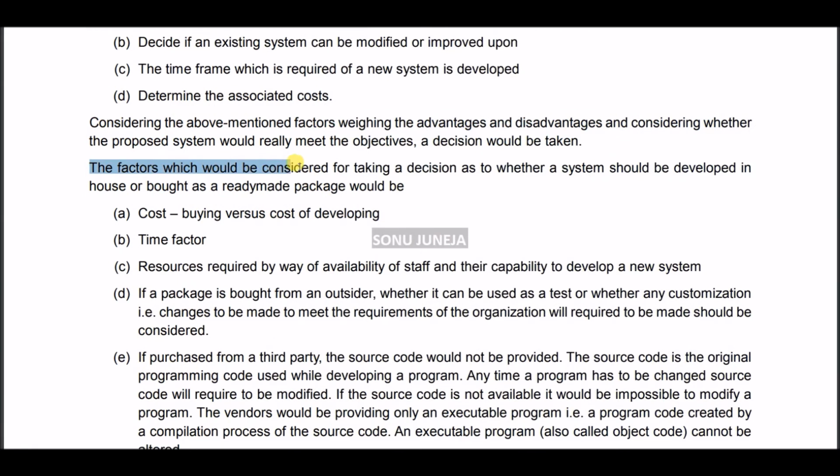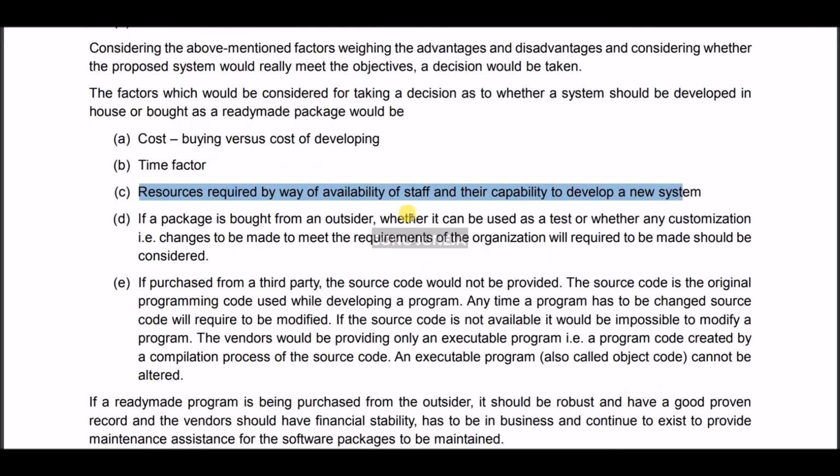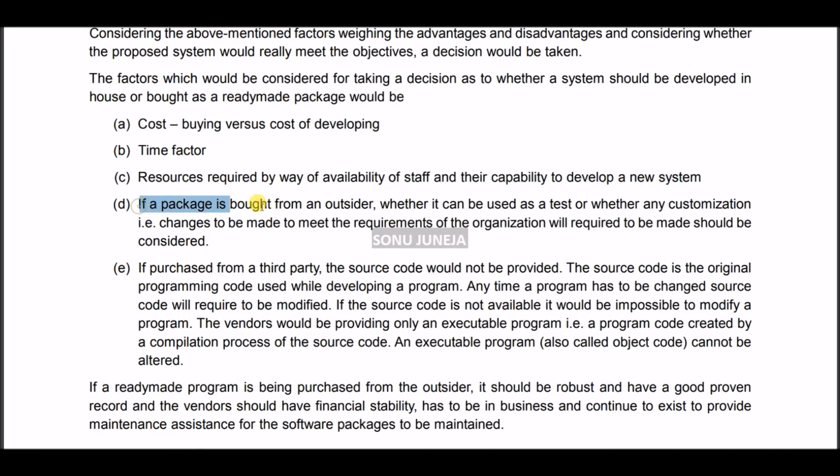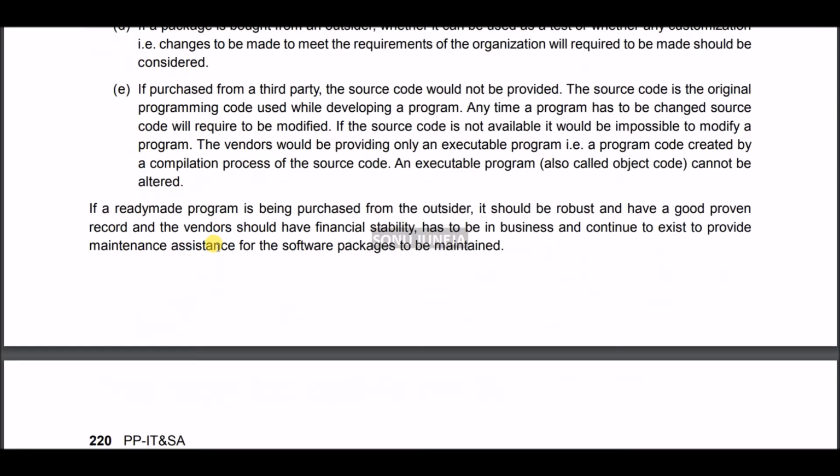The factors which would be considered for taking a decision as to whether the system should be developed in-house or a ready-made package bought would be cost, time, resources required by way of availability of staff and the capability to develop the system. If a package is bought from an outsider, whether it can be used as is or whether any customization, that is changes to meet the requirement of an organization, will be required should be considered. Then if purchased from a third party, the source code will not be provided.